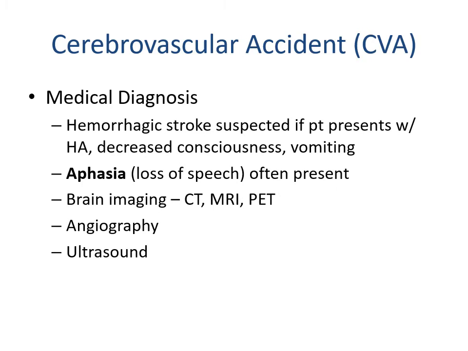So the medical diagnosis: hemorrhagic stroke is suspected if the patient presents with a headache, decreased consciousness, and vomiting. We will likely see aphasia, a loss of speech, or what's known as word salad, where they're not saying words that make sense or in sentences that go together. Again, this is going to be confirmed with brain imaging, so we're going to do CT, MRI, or PET scans, or angiography to look at blood flow, or possibly ultrasound.